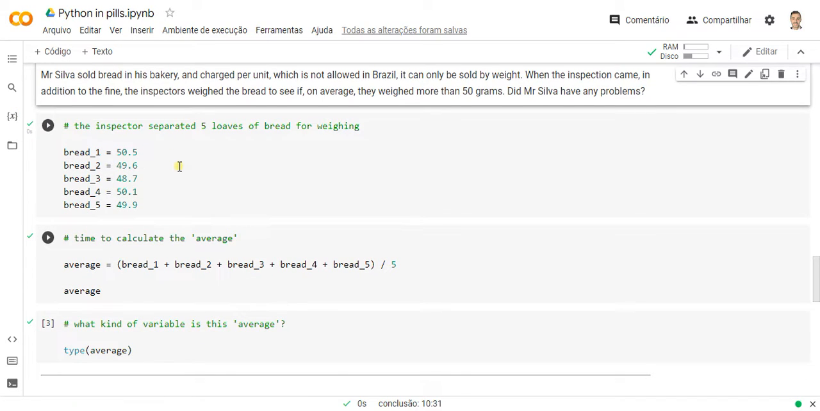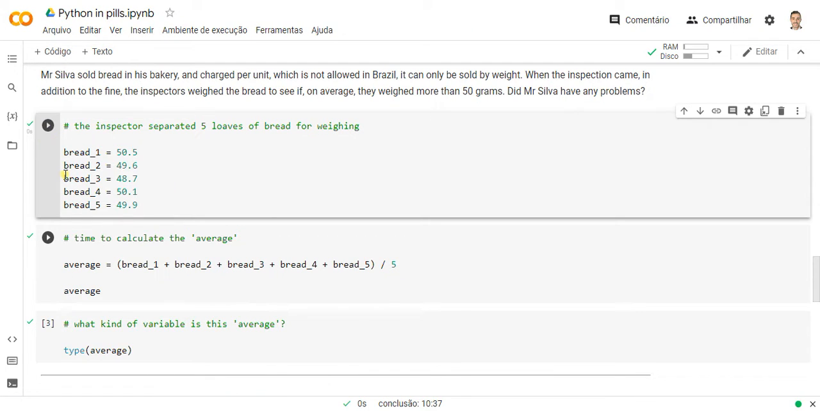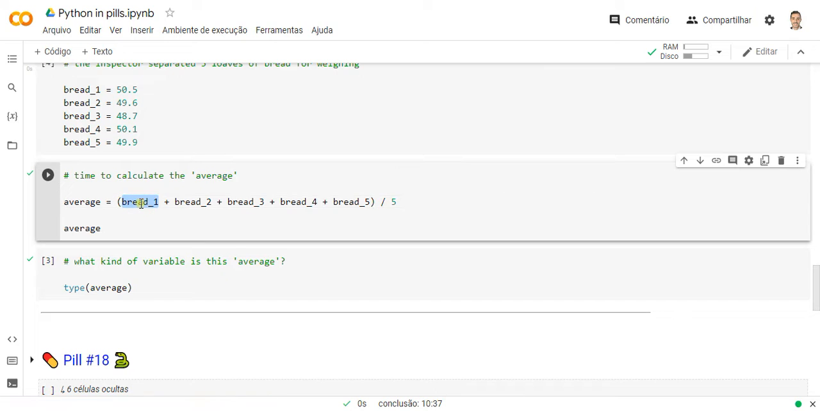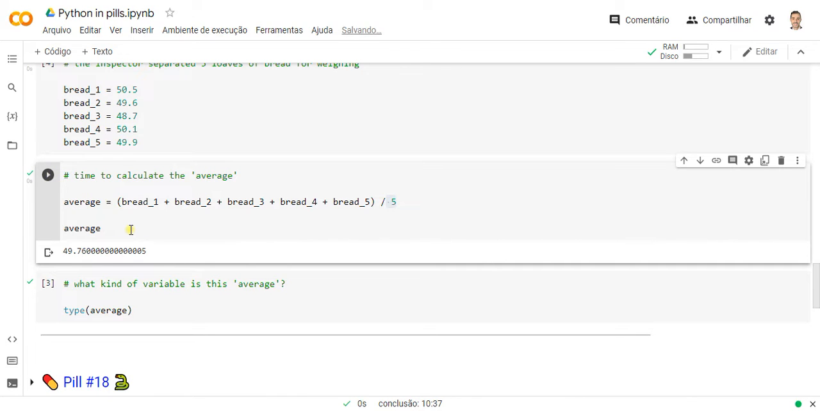I create a variable with the weight of each loaf. Run the cell, it's okay. Then I calculate the average by adding the weights and dividing by 5. Run the cell. Okay.